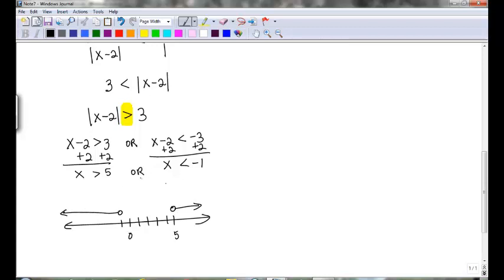The OR stands for the union or disjunction, and that is your final answer. Anything greater than 5 would work in the original problem, and anything less than negative 1 would work in there. Now, most of the time they're going to ask you to graph it on a coordinate plane. If you graph this, you're actually going to get something like this, and there's going to be an open circle here.